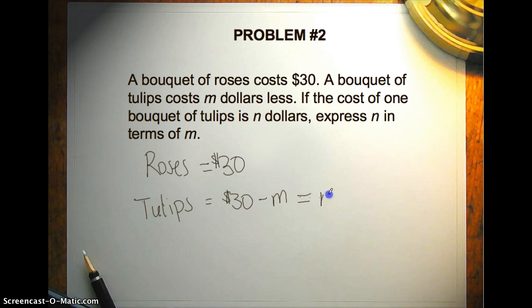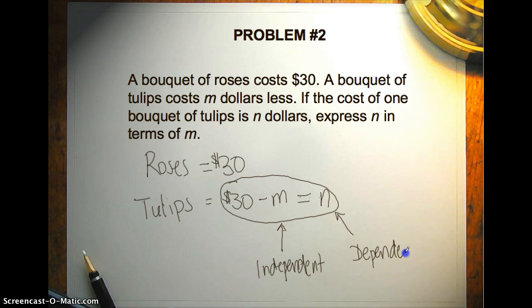So the tulips are also n dollars. We can write our linear equation like this. So here is our linear equation. That means this is our independent variable, and this is our dependent variable. When the value of this changes, then the value of our dependent variable changes. Let's try the third problem.